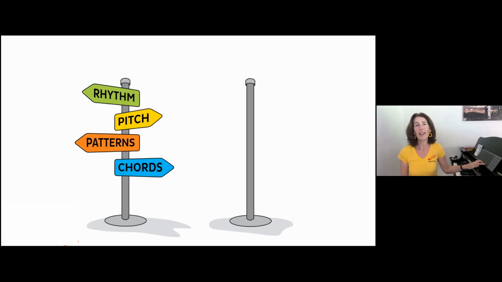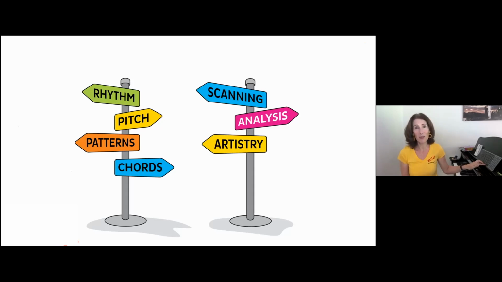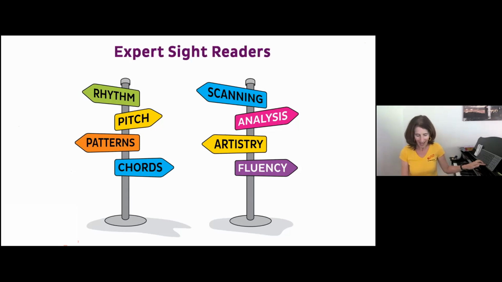So the next signpost, let's talk about the artistry and the more advanced capabilities we need when we're sight reading. The first one is scanning. We have to scan through that music and be able to notice differences. Then to analyze it is so important, because if something's in ternary form and we're sight reading it, we straight away know that when we get back to section A, a lot of that material is going to be repeated. Artistry. We don't just want to read rhythm and pitch and patterns and chords. We have to be able to read staccato and legato and all sorts of phrasing and other expression markings, dynamics, repeat signs, all sorts of things. And finally, we must have fluency above all, which kind of relates back to rhythm. So once we have all of those things, then we have expert sight readers.